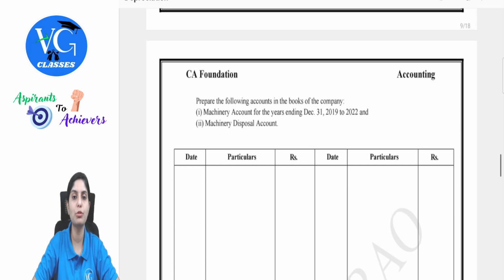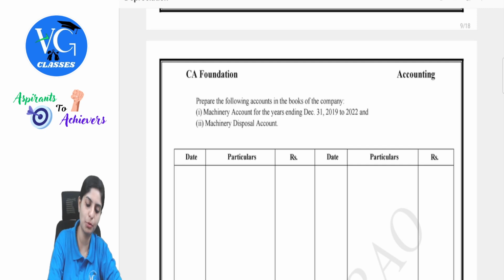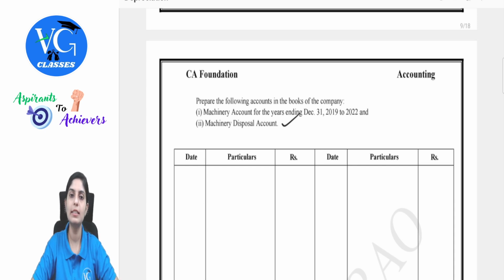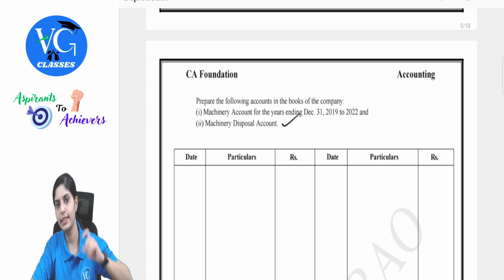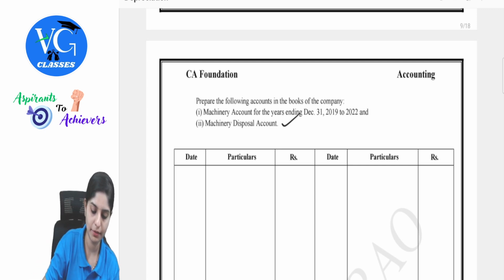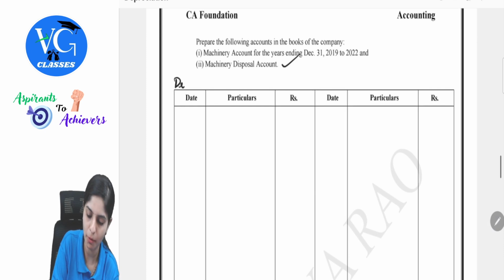Prepare the following accounts in the books of the company. The question looks similar to what we have solved before, but here there is one new account which we are going to learn, that is machinery disposal account. So the requirement of the question here is machinery account for the year ending 31st December 2019 to 2022 and machinery disposal account. Now first let's understand what is this machinery disposal account. This is a temporary account wherein you just record all the treatment with respect to the sale or disposal of the asset in a separate account by creating that as machinery disposal account. How to do that? Let's understand with the question. This is simpler guys, nothing to complicate.